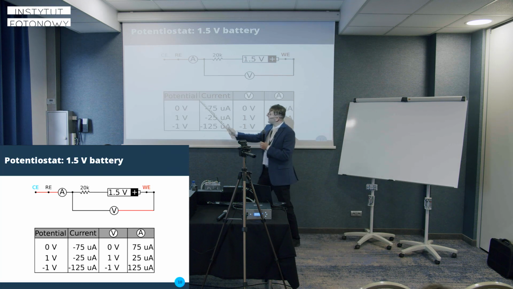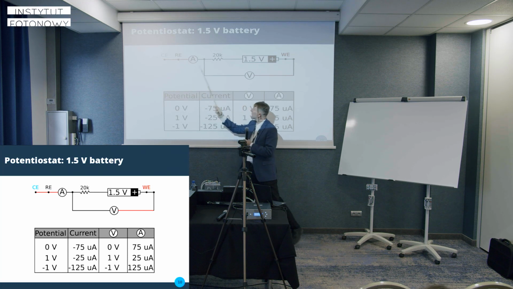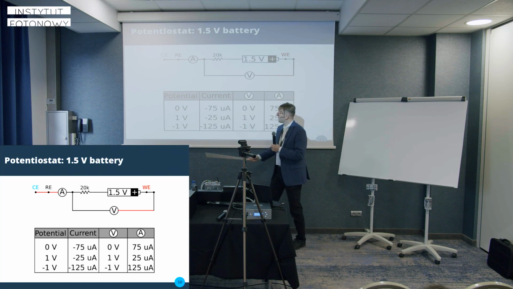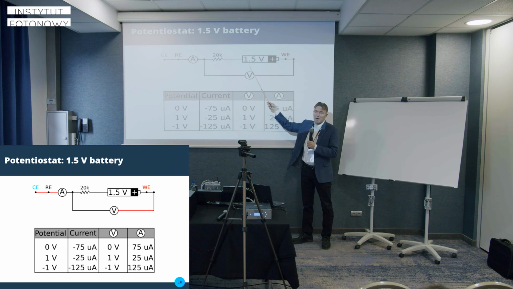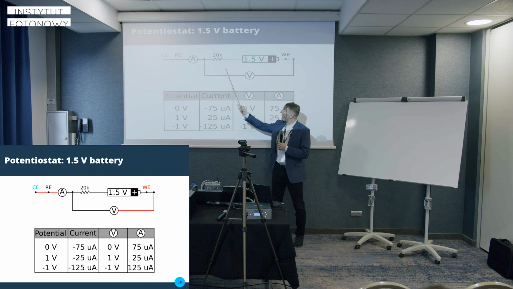All right, we need to have 1 volt being kept between a reference electrode and a working electrode. This is where this voltmeter inside the potentiostat resides. It connects those 2 points. So we need to have 1 volt between this and this. And we have 1.5 volts. So we need to drop the 0.5 volts somehow. And we will drop it on this resistor.